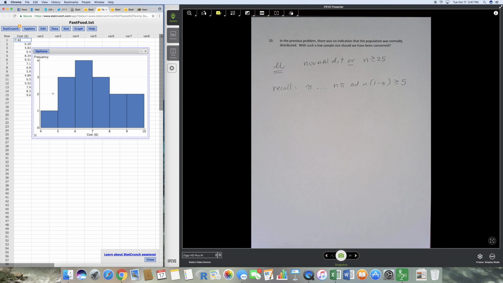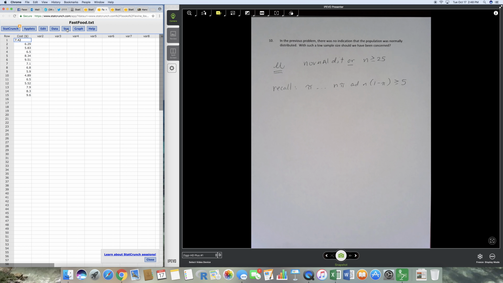So does that reasonably seem like it could have come from a normal distribution? I think so. It's fairly symmetric. I don't see any outliers. I don't see any extreme skewness. I'm going to look at something else. I'm going to look at a box plot.